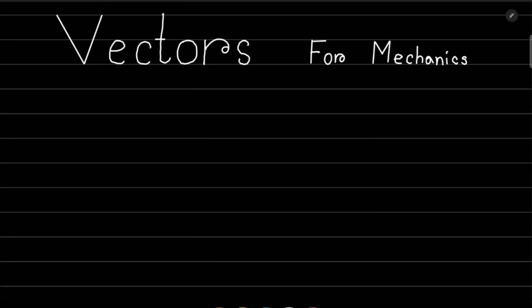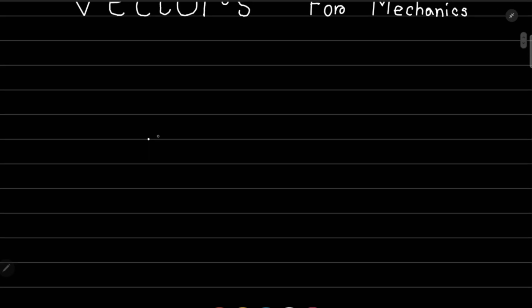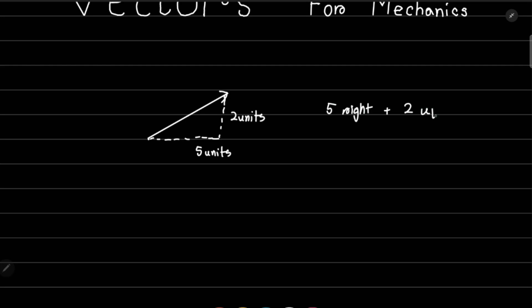In this lesson, we'll learn about vectors for mechanics. Now, in its simplest form, vectors are basically quantities with both a magnitude and a direction. So we can think about vectors as arrows. So this arrow is telling me to go 5 units to the right and 2 units up. So we can label this vector as 5 right plus 2 up.